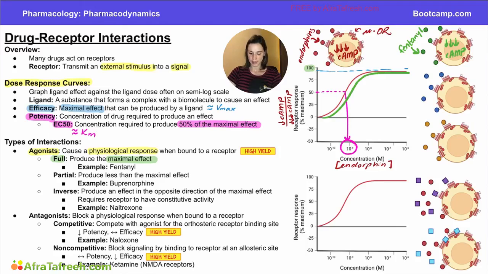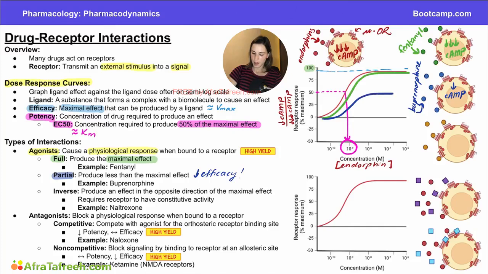There's another class of agonists called partial agonists, and as their name implies, these agonists cause partial signaling but not full signaling at the receptor. So they have decreased efficacy relative to the full agonists. An example of a partial agonist for the mu-opioid receptor is buprenorphine. And when buprenorphine binds to the mu-opioid receptor, it does cause a decrease in cyclic AMP levels, but not to as much of an extent as the full agonists fentanyl or endorphins. So the curve for buprenorphine is going to look something like this, with the curve plateauing out at a lower efficacy than the full agonists.